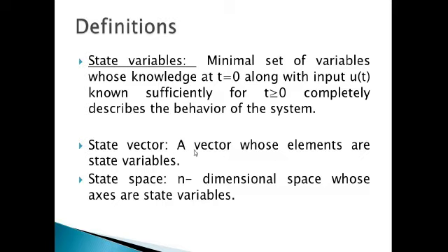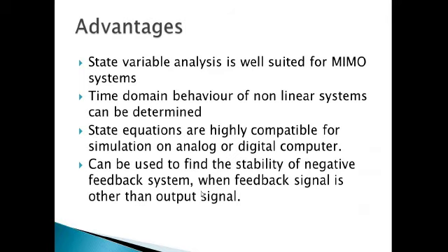Coming to space, anything can be defined in terms of dimension. Suppose there is a particular system with 2 state variables, then it has 2 dimensions. Therefore, depending upon the number of state variables, any system can be represented in state space, nothing but n dimension whose axes are the state variables.